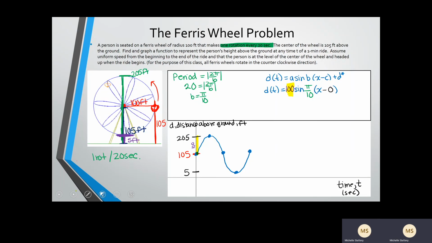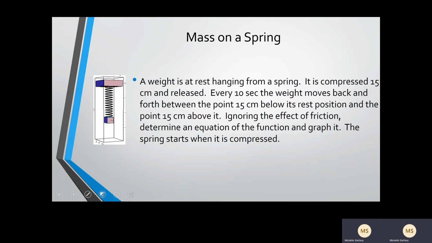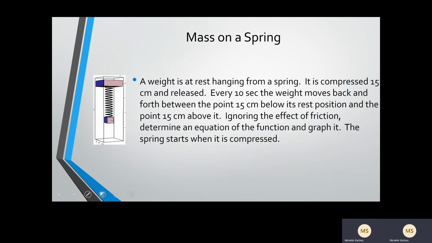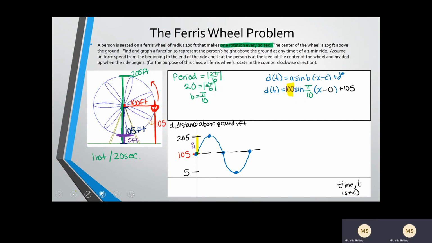And my vertical shift here, I see where this midline is. Well, this midline I can see right there. And so that midline is shifted up 105. And since it's shifted up 105, that means that my D is 105. Common error is to put D as 100 here. Okay. I'm not sure why my computer keeps doing this, but oh well, we'll keep going. So that's plus 105. And so there I have my function.